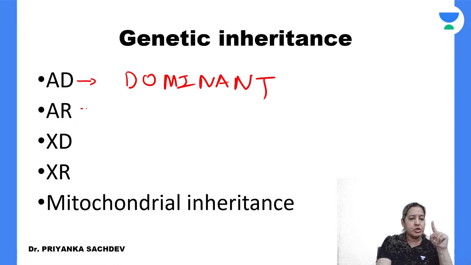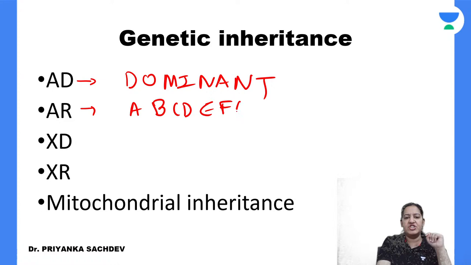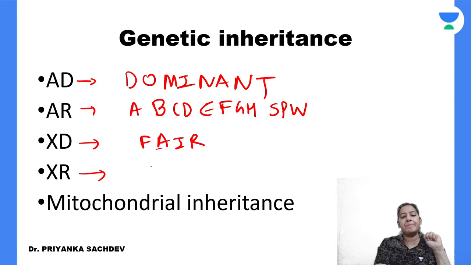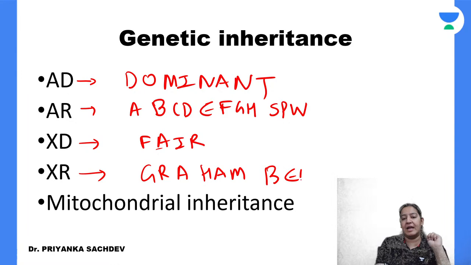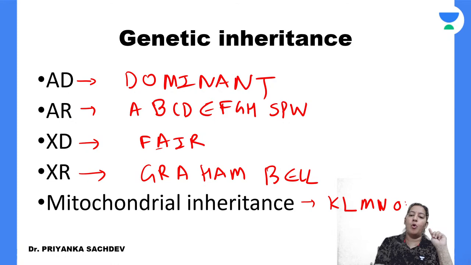Autosomal recessive ka what mnemonic I taught you? It is A, B, C, D, E, F, G, H, S, P, W. X-linked dominant ka, only four diseases are X-linked dominant. F-A-I-R, Fair, A-L-P-O-T-E, right? And X-linked recessive ka, Graham-Bell, G-R-A-H-A-M, B-E-L-L. Or mitochondrial inheritance ka, K-L-M-N-O-P.